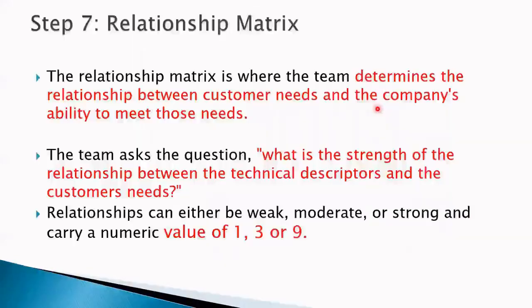The seventh one, relationship metrics. The relationship metrics is where the team determines the relationship between customers' needs and the company's ability to meet those needs. On one hand, the customer is going to mention their requirements. On the other hand, we are going to check whether we have the capacity to meet those things as an organization. The relationship between those.